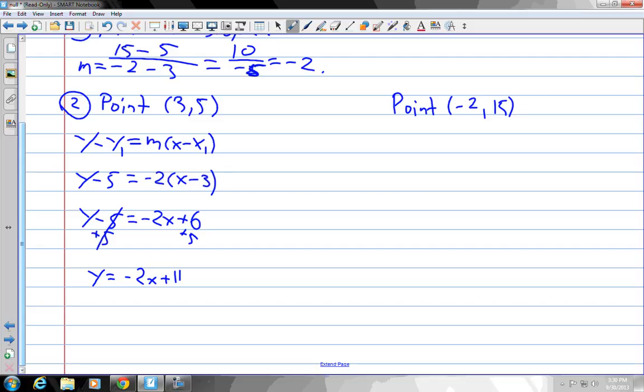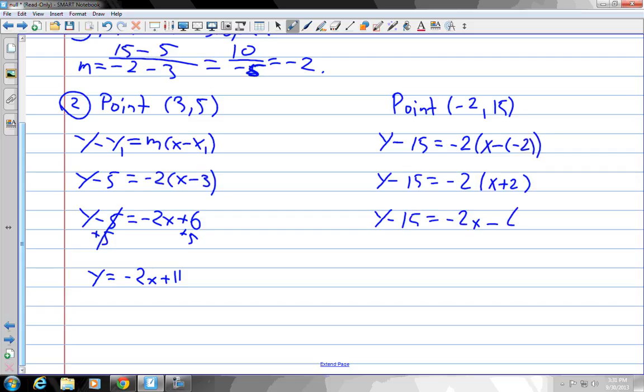If I use the point negative 2, 15, then I'll have to go y minus 15 equals negative 2 times x minus negative 2, like that, right? 15 for y1, negative 2 for x1. So that is y minus 15 equals negative 2 times x plus 2. Distribute negative 2, you'll get y minus 15 equals negative 2x minus 4, right? And then add 15 to both sides. y equals negative 2x plus 11.